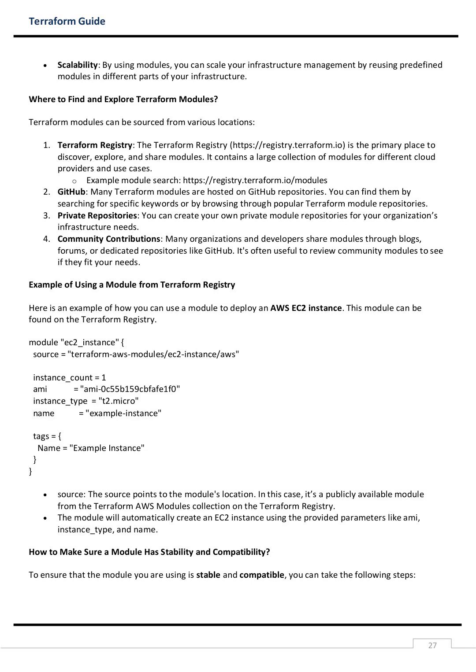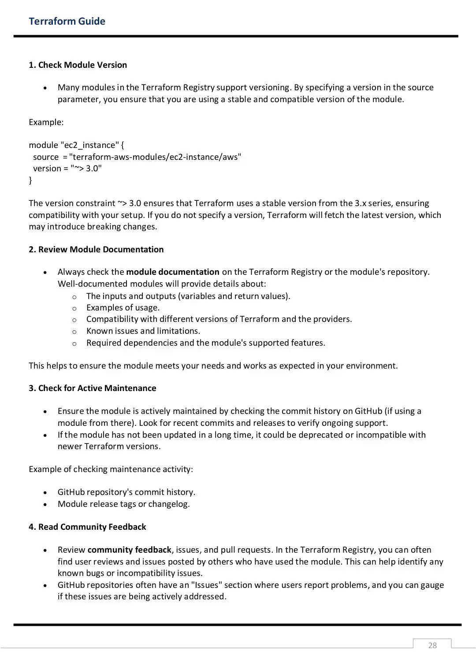How to make sure a module has stability and compatibility. To ensure that the module you are using is stable and compatible, you can take the following steps. 1. Check module version. Many modules in the Terraform Registry support versioning. By specifying a version in the source parameter, you ensure that you are using a stable and compatible version of the module. Example: module ec2_instance. The version constraint, ~> 3.0, ensures that Terraform uses a stable version from the 3.x series, ensuring compatibility with your setup.